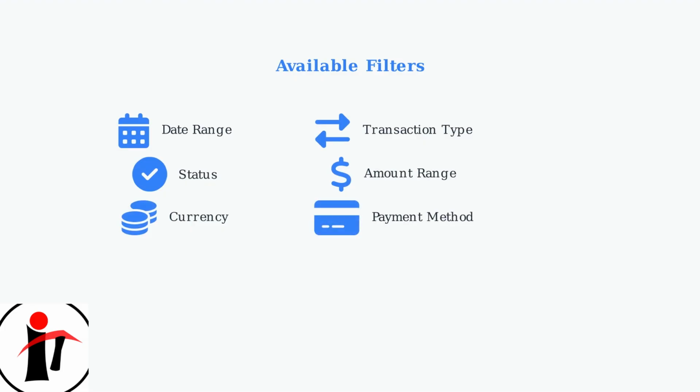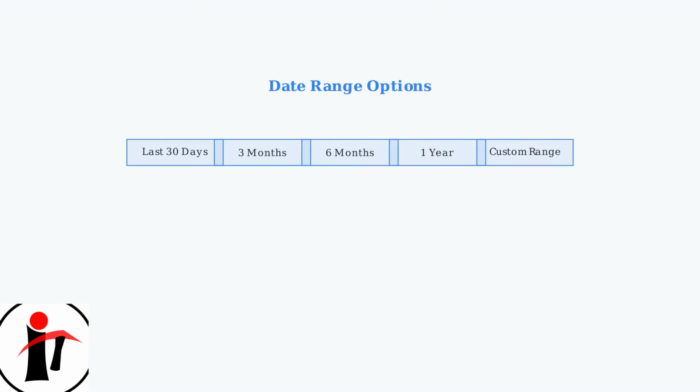PayPal provides comprehensive filtering options to help you find specific transactions quickly. You can filter by date range, transaction type, status, amount, currency, and payment method. Date range filtering allows you to view transactions from specific time periods. You can choose from preset options like last 30 days, 3 months, 6 months, 1 year, or set custom dates.